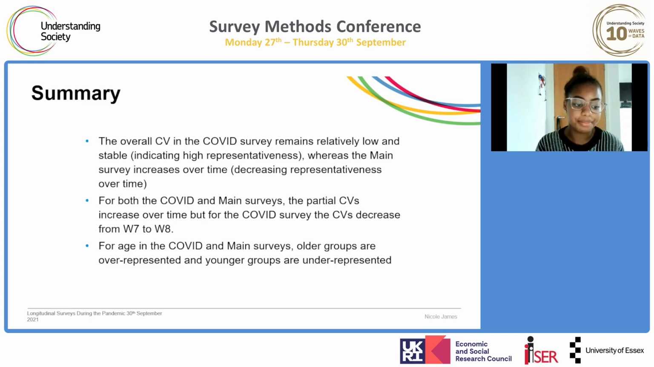Overall, I think we can pick up 2 things where the main survey can inform the design of the COVID survey. So we know which groups would be over or underrepresented, so we can do some kind of targeted intervention, which Jamie spoke about in his slides, say incentives or targeted letters.